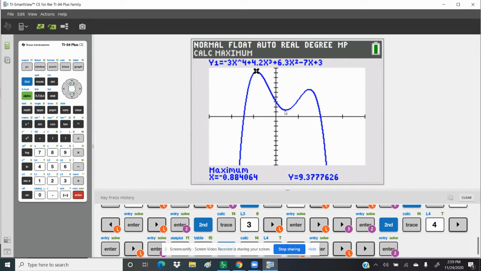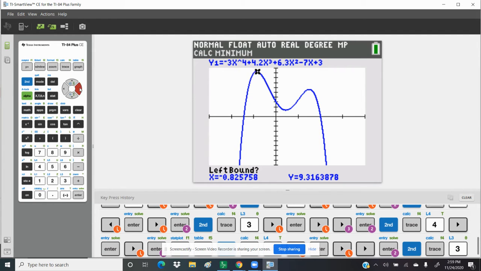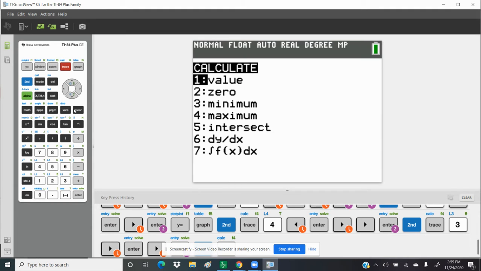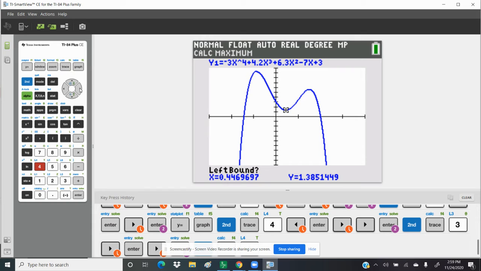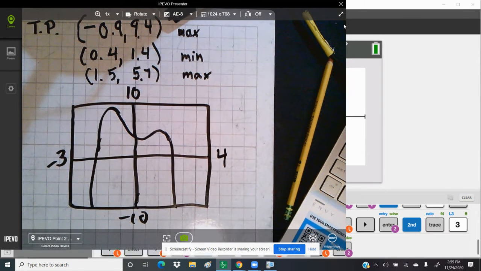Now, my second turning point is going to be a minimum, so I'm going to go to second calc. Now I'm going to pick 3 for minimum. I'm going to put my cursor to the left of the turning point. I'll put it to the right of the turning point. I'll hit enter and enter again. And now this minimum is 0.4 and 1.4. And the last one, second trace, I'm going to find a maximum. And I'm going to put it to the left of the curve, to the right of the curve, hit enter, and hit enter again. And now this one is 1.5 and 5.7. All right, so I've written all of those down here, and I've given a sketch of the graph.